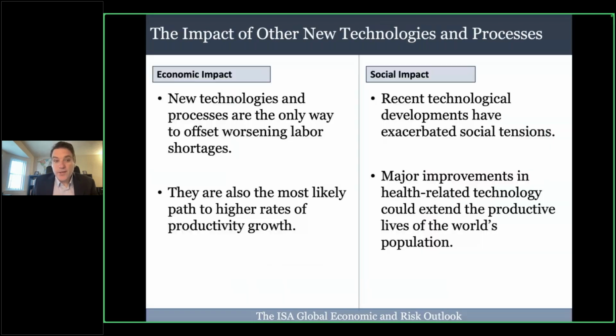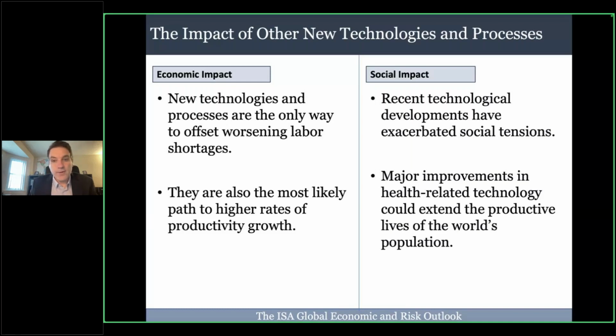As far as opportunities are concerned, well, there's a number of opportunities for growth over the long term, and many of them center around new technologies and new processes, particularly those that are able to offset these worsening labor shortages and drive higher rates of productivity growth.